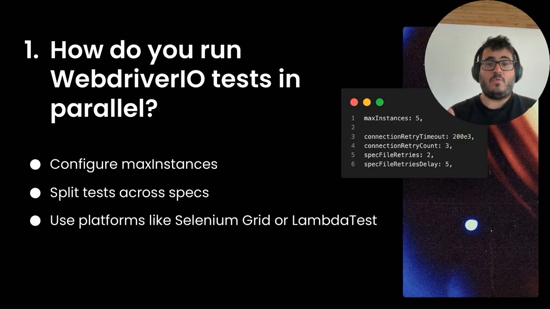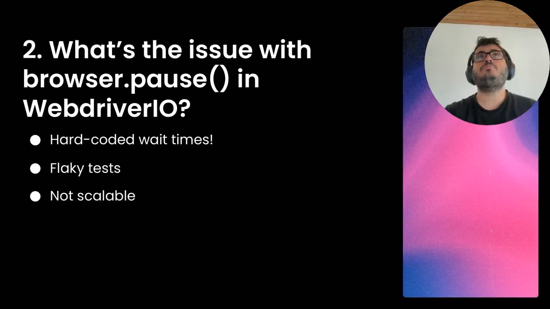So when it comes to your interview question, you can answer: I can split my tests in different specs, and that's how we can run tests in parallel, but we need to make sure the tests are independent. And then you can use a platform like Selenium Grid or LambdaTest to distribute the tests across different devices or versions.